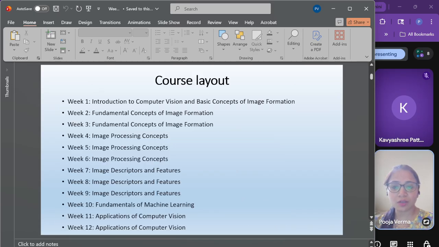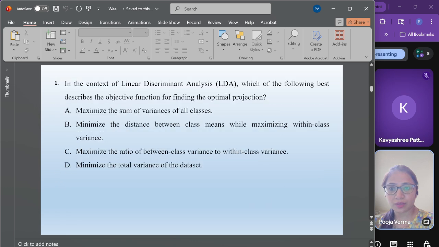This is our course layout. This is week 10. In week 10, we will go through some questions based on the fundamentals of machine learning. So this is our first question.